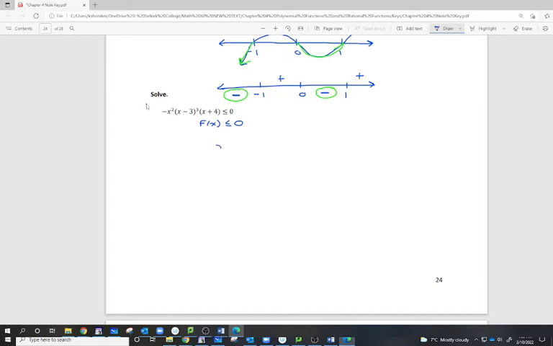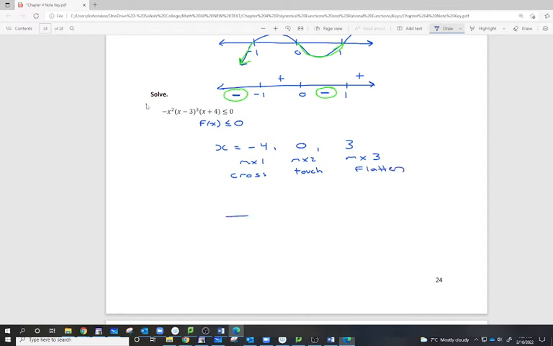Okay, so my zeros are negative 4, 0, and 3. And then I've got to check my multiplicity. So I have a multiplicity of 1, a multiplicity of 2, and a multiplicity of 3. Which means my graph is going to cross the x-axis, touch or just lightly tickle the x-axis, and then flatten.